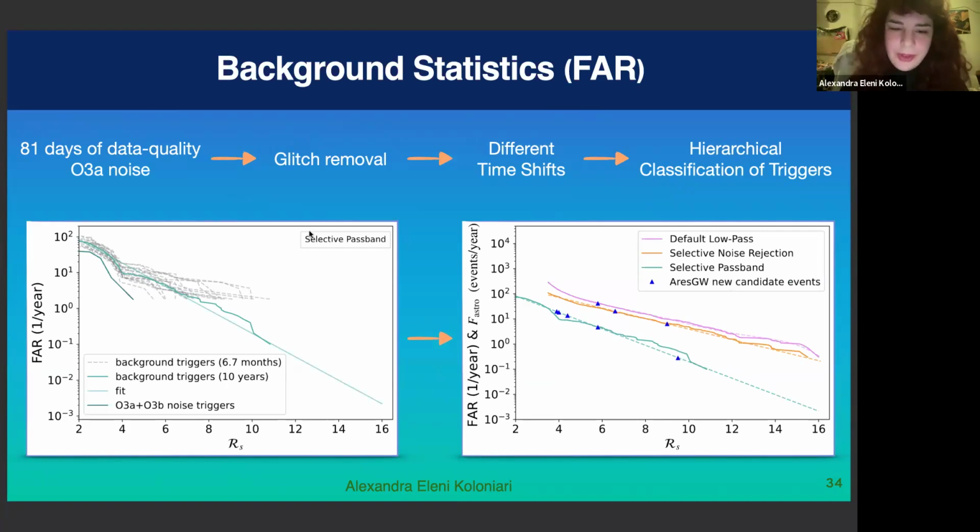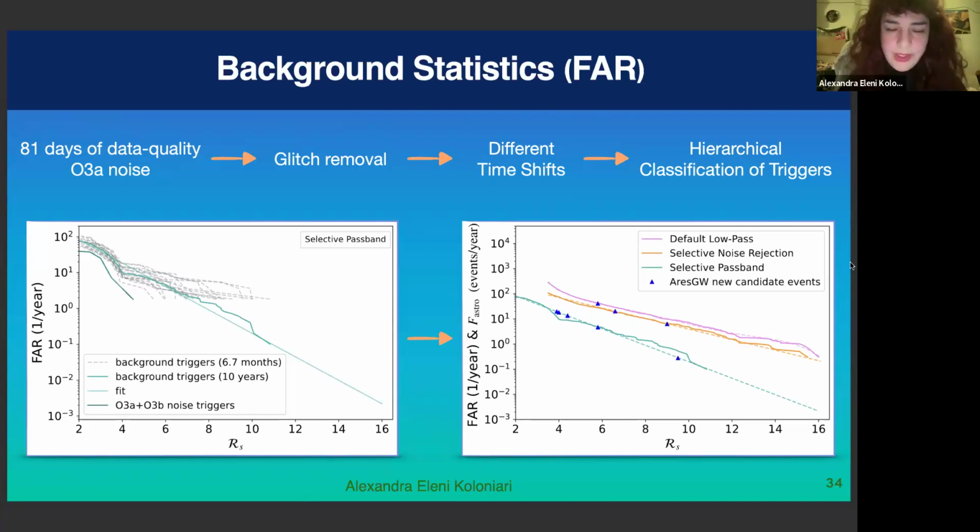You can see how that looks for the selective passband class. Here, the gray dashed lines represent different noise realizations. The nonlinear larger line depicts the background triggers in a 10-year duration. Basically, it's the sum of those dashed lines. The straight line is its fit, and the smaller, darker line corresponds to the O3 triggers and has basically the same duration as those dashed lines. You can also see the background triggers in a 10-year duration and their fits for all three classes in this specific figure. And the blue triangles are our 8 new gravitational wave detections, first detected by our code ResGW model 2.